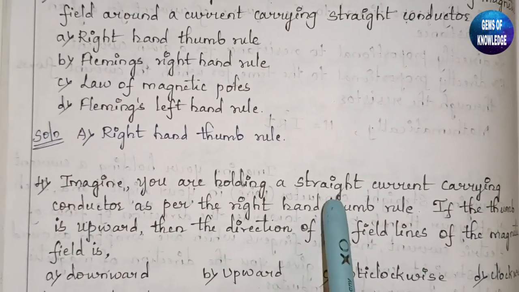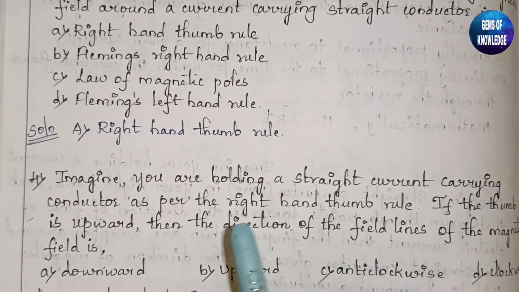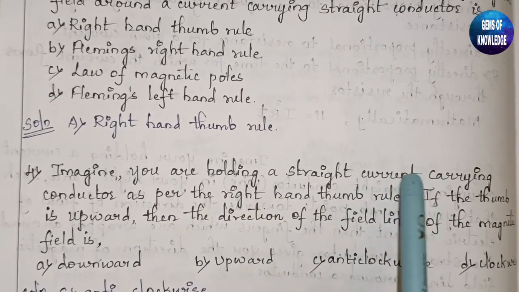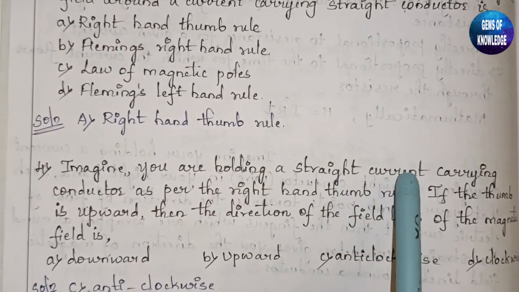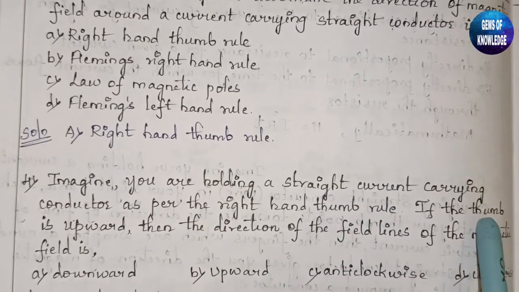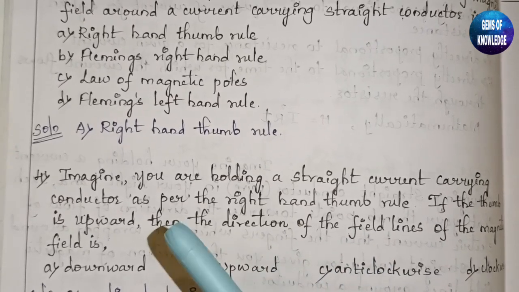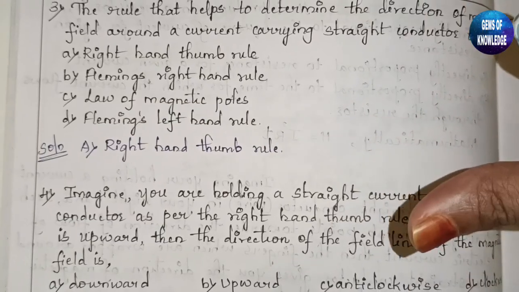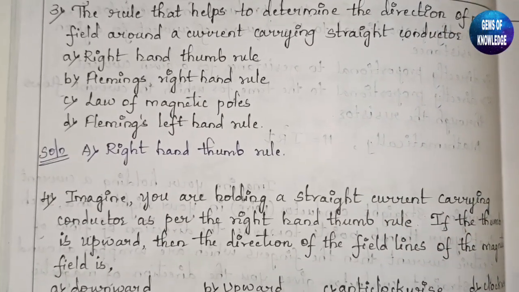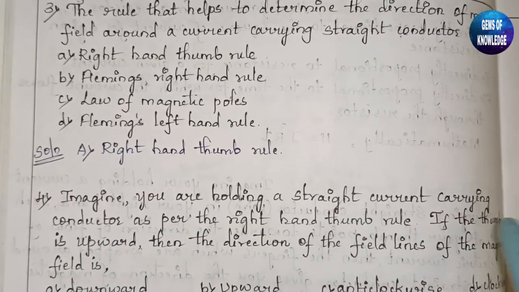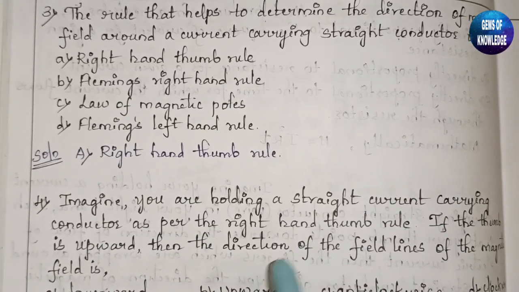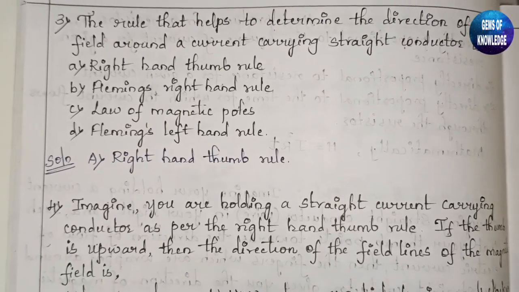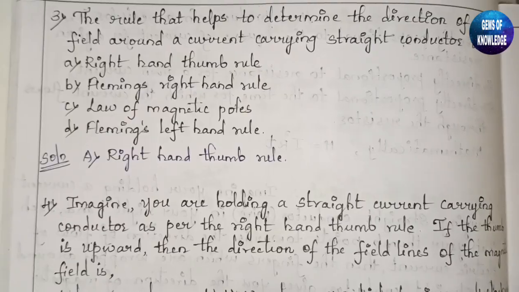Imagine you are holding a straight current carrying conductor as per the right hand thumb rule. So according to the right hand thumb rule, you are holding a straight current carrying conductor. Okay, so you may have seen the figure of right hand thumb rule which shows the thumb in the downward direction. Now they are telling that the thumb is in the upward direction, then the direction of field lines of magnetic field will be. Okay, so how are the direction of the magnetic field lines supposed to be?